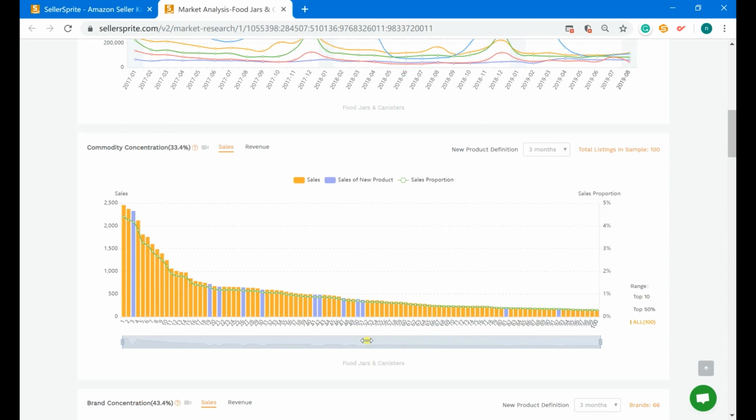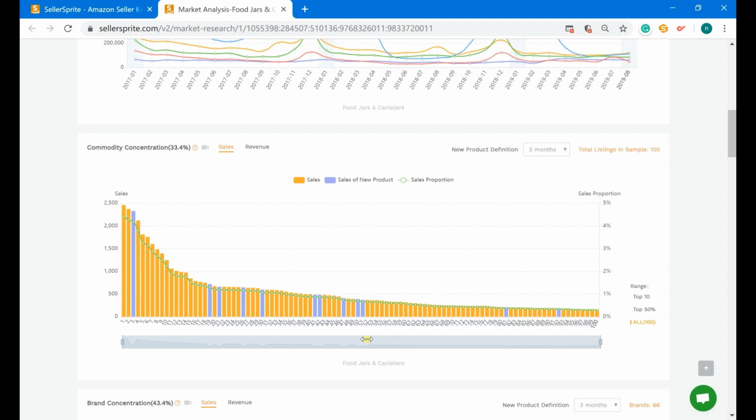Here, you can set a target ranking based on your expectation for sales, and do research on the products before and after your target ranking, to judge whether you can do as well as them. That is, whether you can reach your target ranking among about 1,000 products.